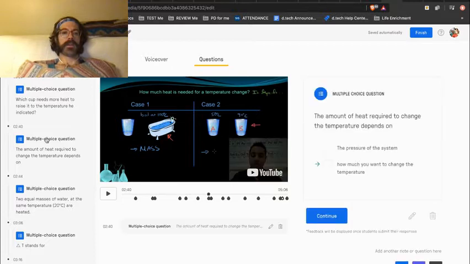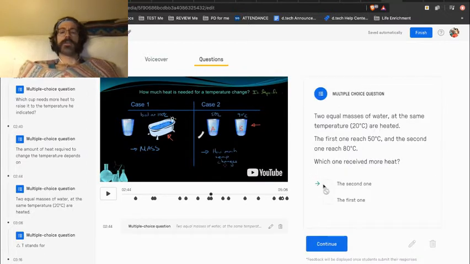Okay. The amount of heat required to change the temperature depends on how much you want to change the temperature. And that goes back to this example. If you want to change the temperature more, like instead of going from 20 degrees to 50 degrees, you want to go from 20 degrees to 90 degrees, that means you're going to be increasing the amount of energy in the particles that much more. And so that's why this answer makes sense here.